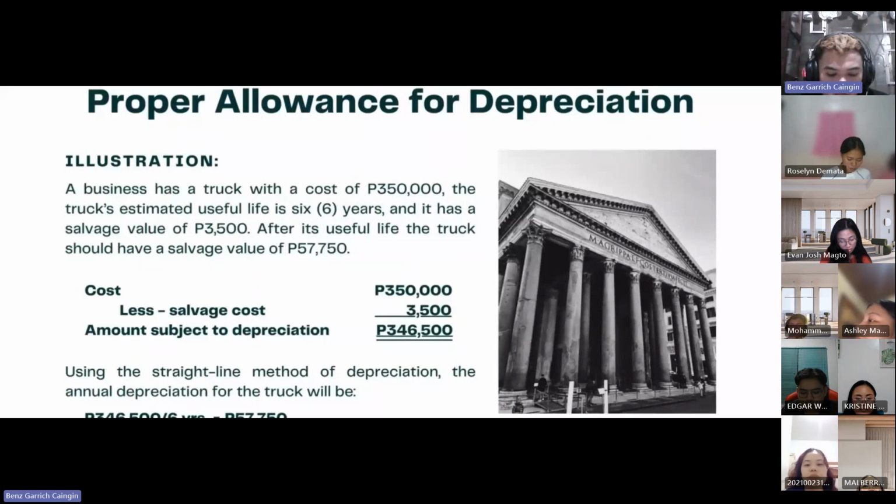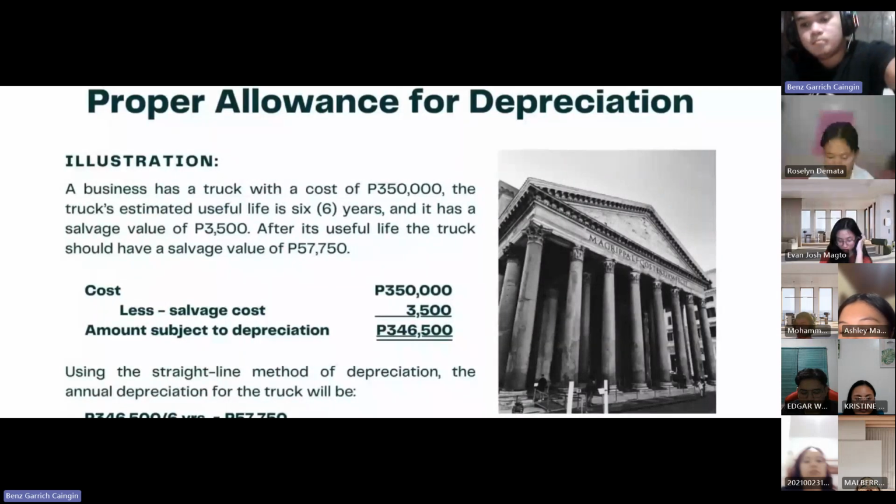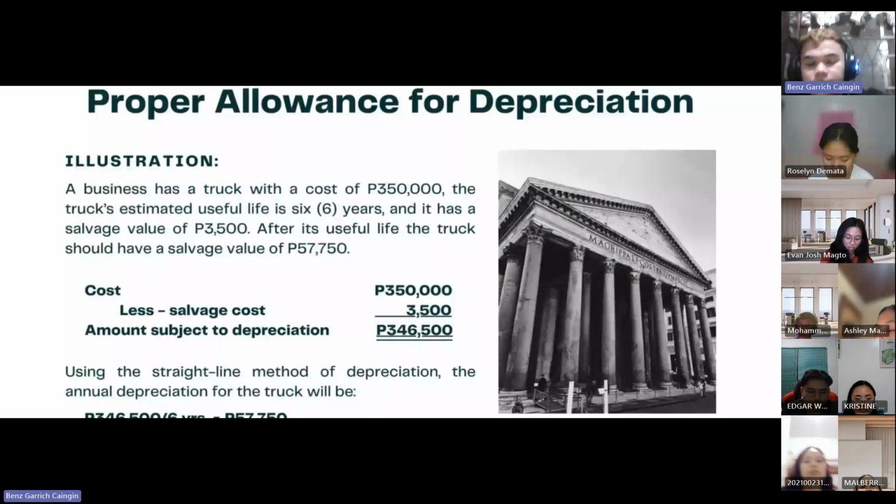The cost, which is 350,000 pesos, less salvage cost, which is 3,500. So if you subtract the salvage cost from the cost, we will then get the amount subject to depreciation, which is 346,500 pesos. Below it says, using the straight line method of depreciation, the annual depreciation for the truck will be 346,500 pesos divided by 6 years. It will equal 57,750 pesos. As said here in the example, that the salvage value should be 57,750 pesos. So that's an example of how you can calculate a proper allowance for depreciation.